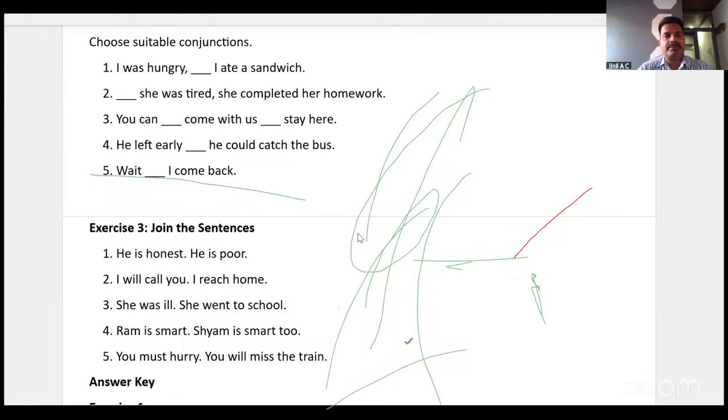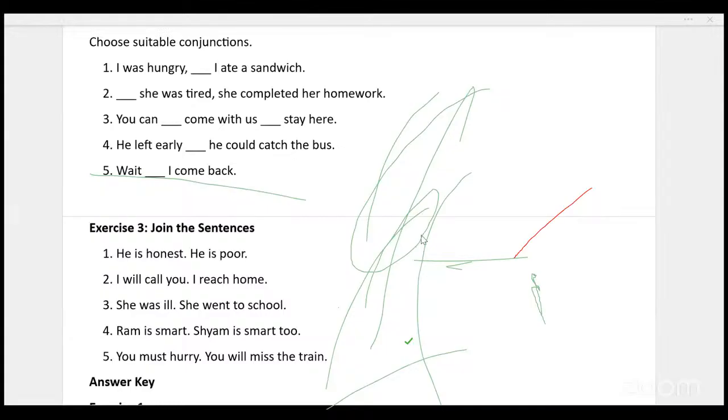You must hurry. You will miss the train. You must hurry or you will miss the train. Or else you will miss the train. You can also say, you must hurry or else you will miss the train.